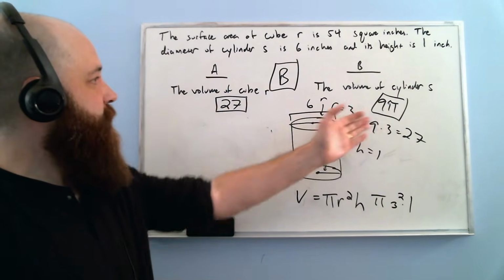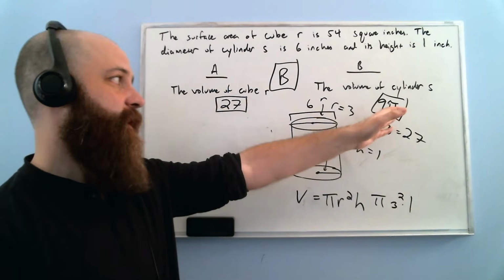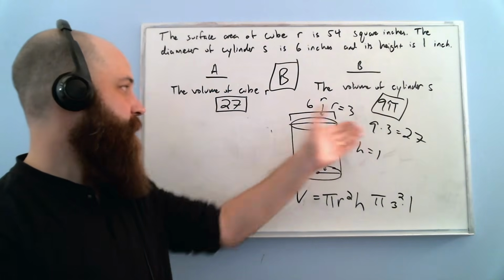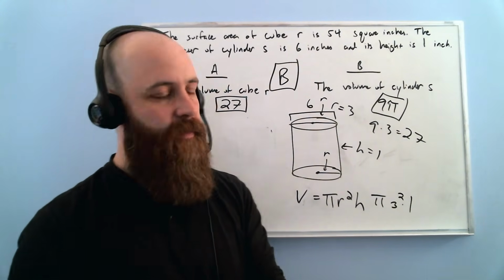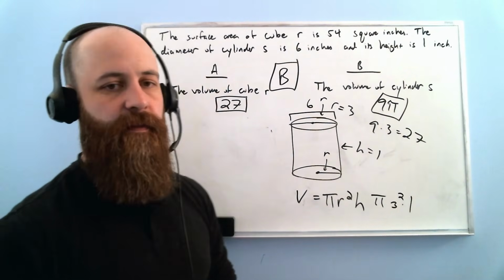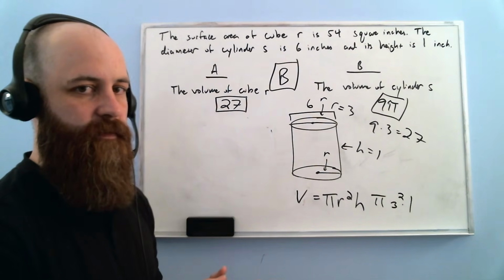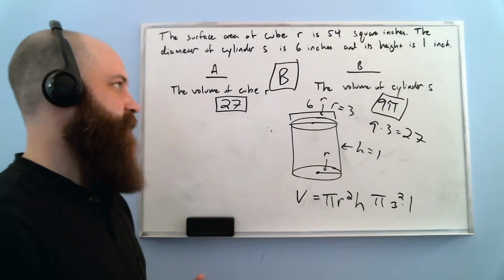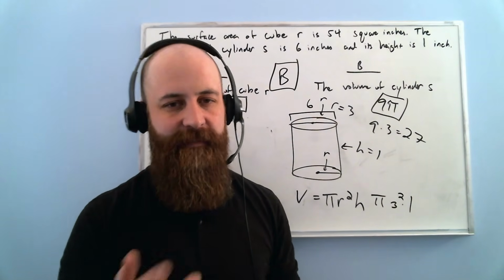And then when it comes to calculating, notice estimation can be really helpful here, right? I don't want to forget about the pi. And then when I'm comparing these two numbers, I don't necessarily need to crunch the numbers as long as I know that pi is a little bit bigger than 3. I know that the volume of cylinder S needs to be a little bit bigger than 27. And again, that leads me to the correct answer for this one of B. Okay, great. Let's take a look at the next question.